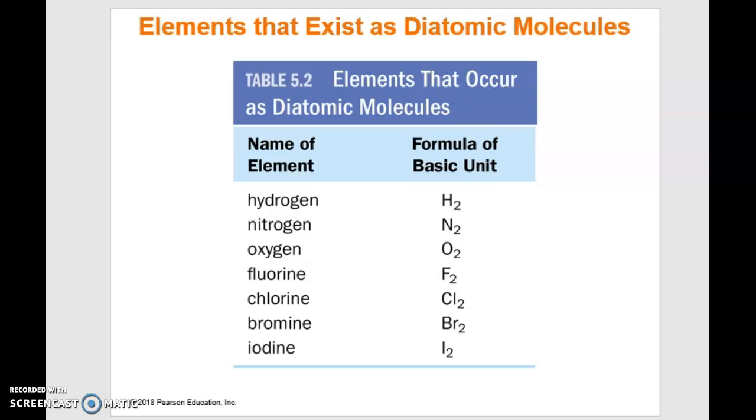An easy way to remember these is have no fear of ice cold beer. It's just the beginning letter of each of the words in that sentence that will help you remember that it's hydrogen, nitrogen, oxygen, fluorine, chlorine, bromine, and iodine, not particularly in that order for that statement.